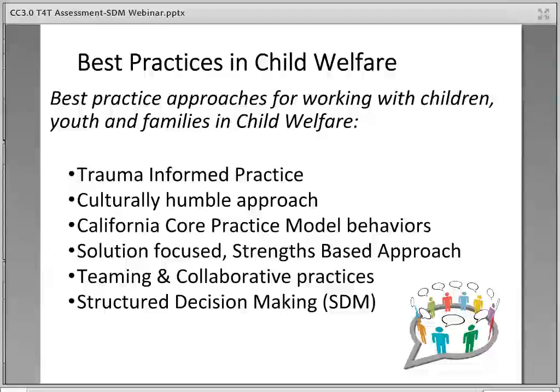Let's review some best practices in child welfare. These best practice approaches have been found to be vital to engaging with families in a respectful and ethical way and are integrated throughout Core classes. Instructors should have a strong foundational knowledge of these best practices in child welfare in order to support social workers in the classroom so they have the tools they need for success in the field. These best practices will be further defined later on in this webinar.